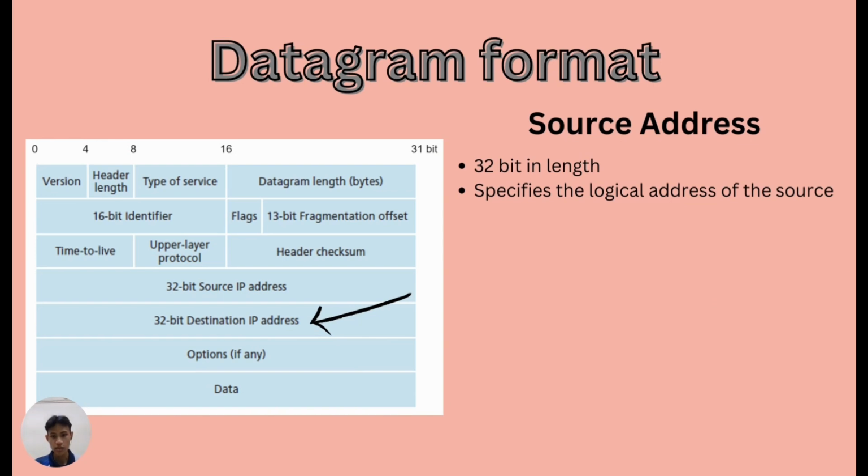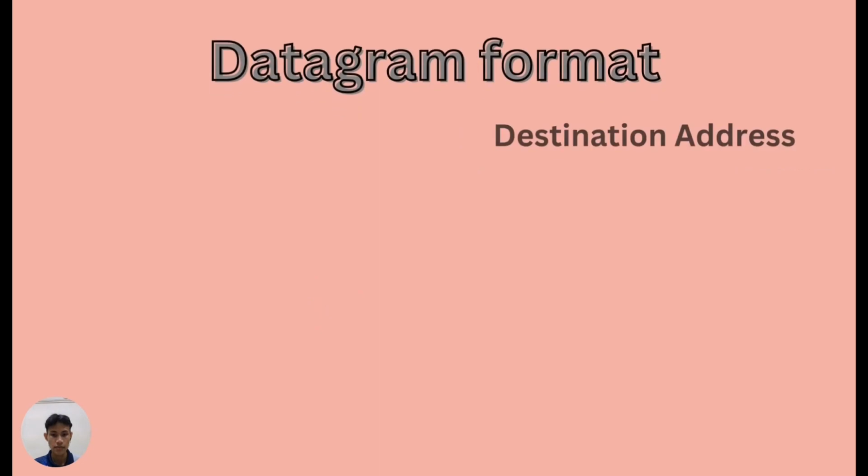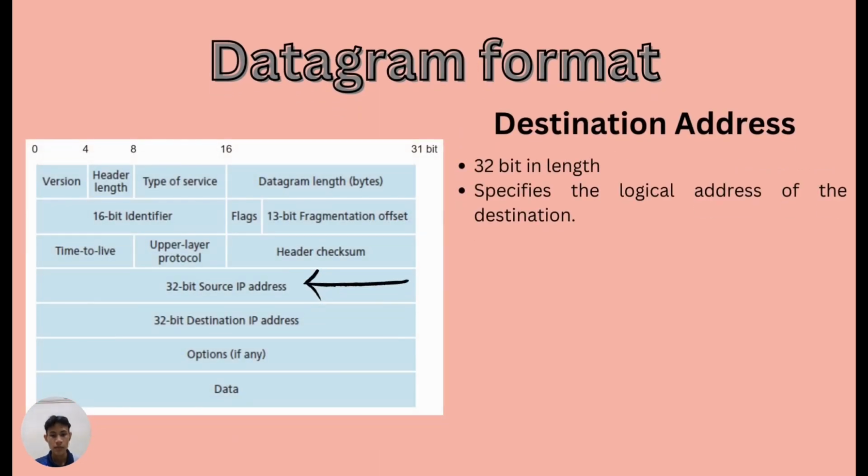Next up, the source address. The source address is 32 bits in length, and it specifies the logical address of the source of the datagram. Next up is the destination address, which is 32 bits in length also, and it specifies the logical address of the destination.